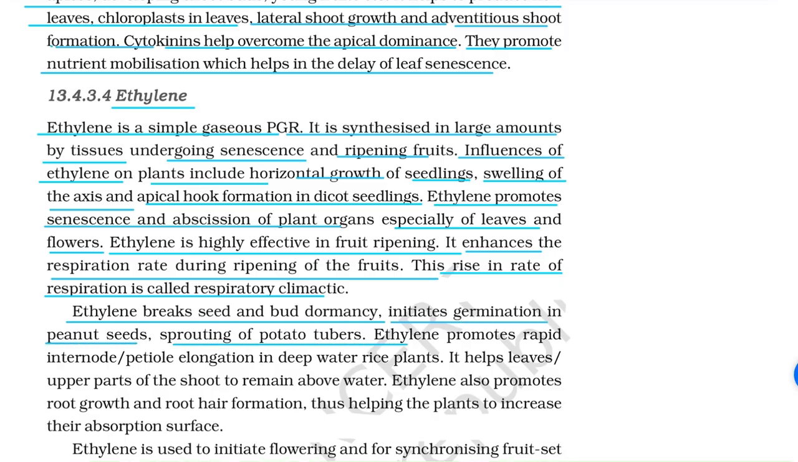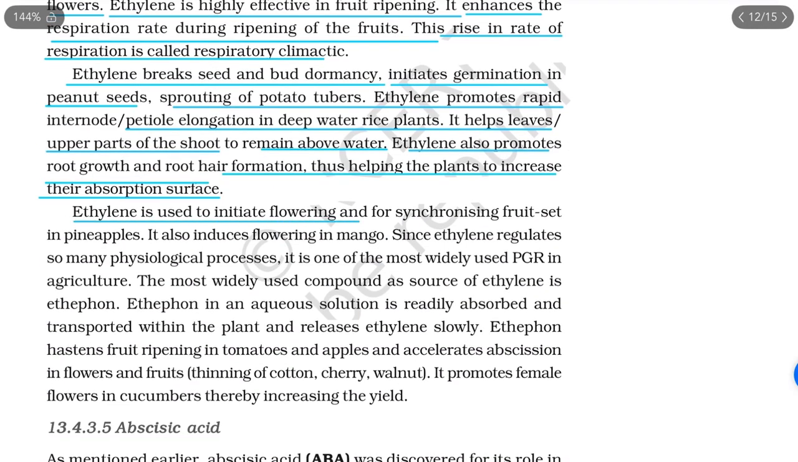Sprouting of potato tubers. Ethylene promotes rapid internode petiole elongation in deep water rice plants. It helps leaves or upper parts of the shoot to remain above water. Ethylene also promotes root growth and root hair formation, thus helping the plants to increase their absorption surface. Ethylene is used to initiate flowering and for synchronizing fruit set in pineapples. It also induces flowering in mango.